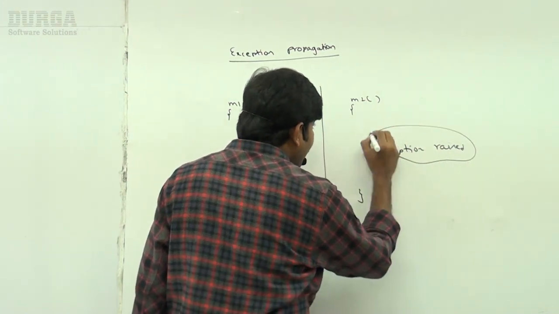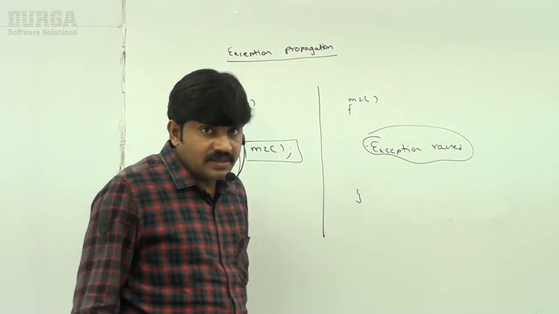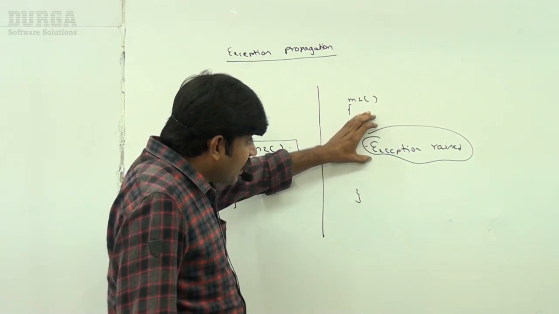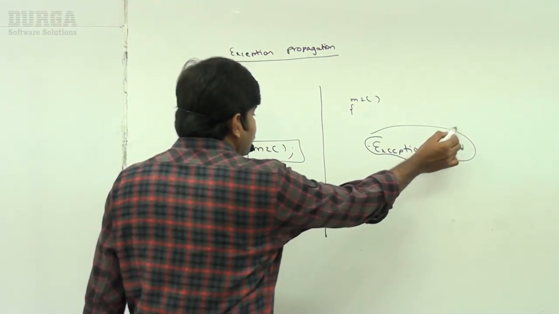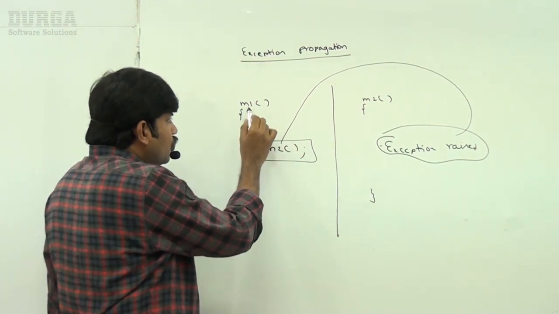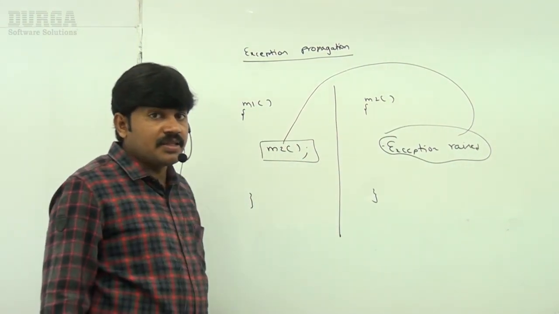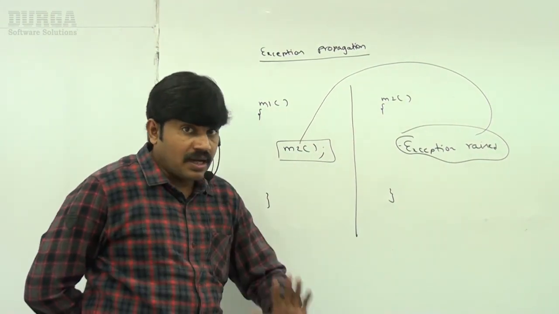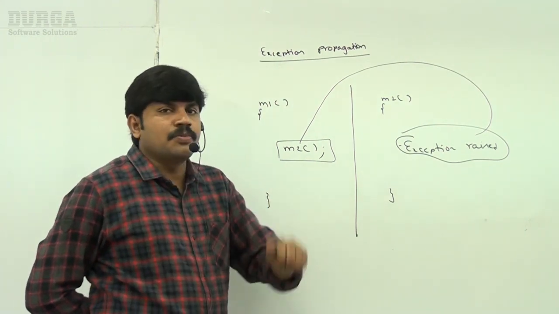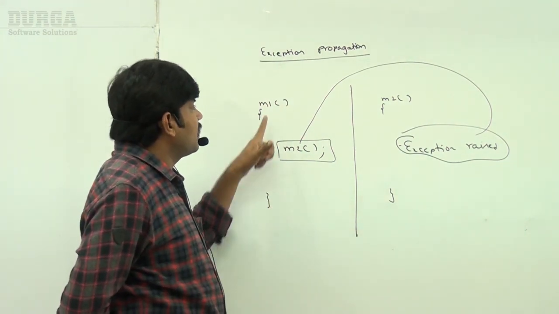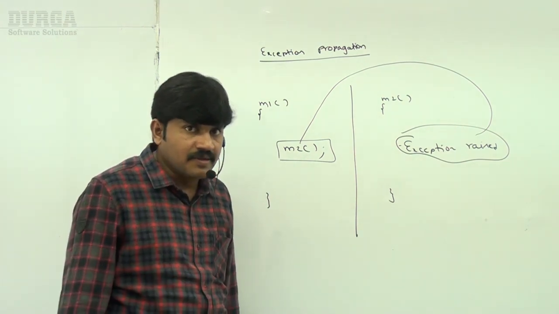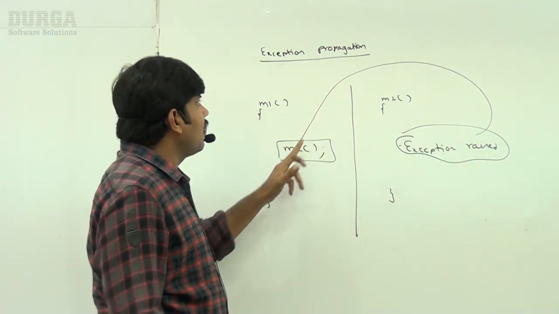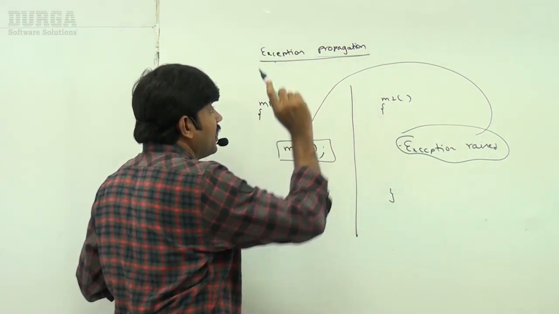Inside a method, if an exception is raised and we are not handling it, this exception will be propagated to the caller. Now, who is responsible to handle that exception? The caller method is responsible to handle this exception. This process is called exception propagation.